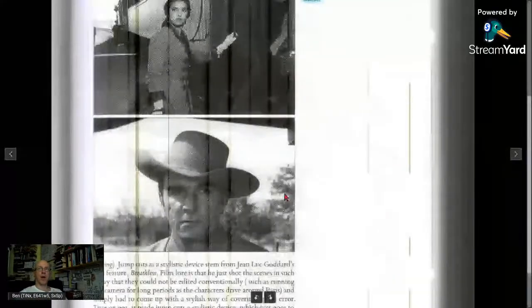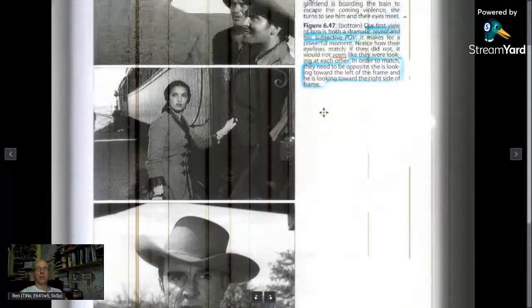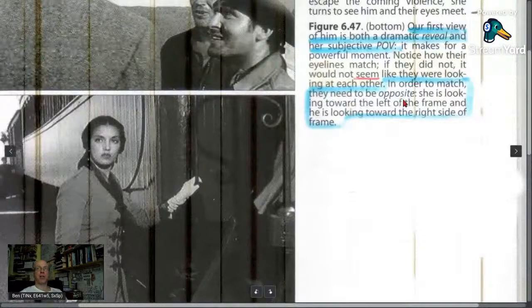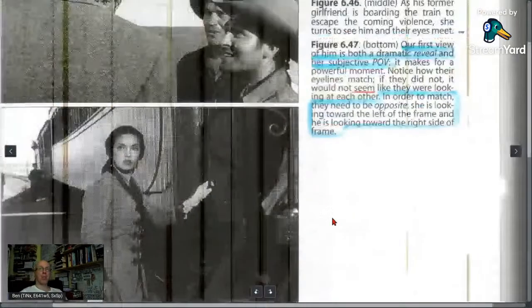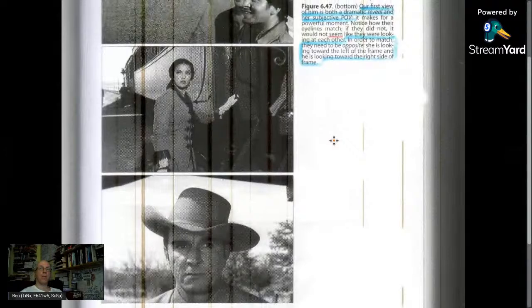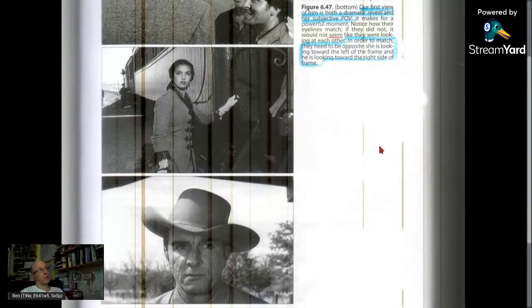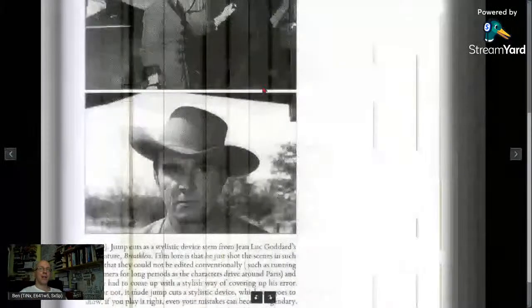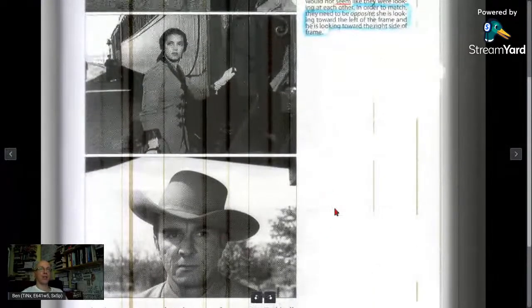Now, right. Here we go. In order to match, they need to be opposite. She is looking toward the left of the frame, and he is looking toward the right side of the frame. Now, does that make sense? That's the question for you. That's the test. Does that make sense? And why? She's looking this way, and he's looking that way. Does that make sense?